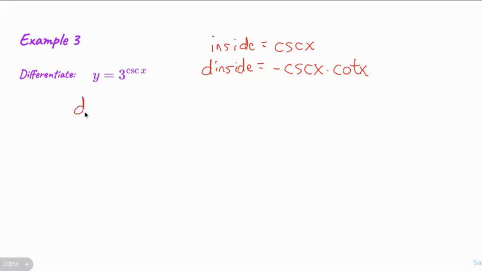So when we find our derivative, dy/dx, we copy down our original function. We multiply by the derivative. I'll bring that negative out in front, times cosecant x times cotangent x. And then we're going to multiply again, since it's base 3, by the natural log of 3.